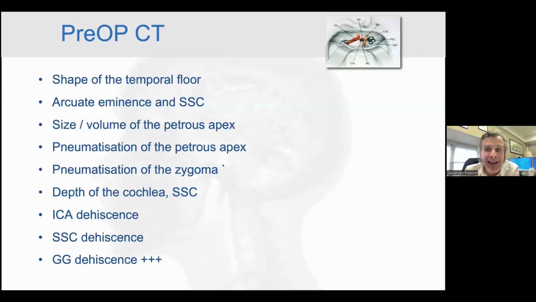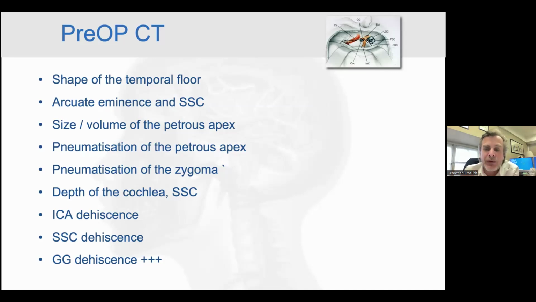Before the surgery, it is extremely important to know the anatomy. It's a bony approach. You need to drill the bone. You have to look at the MRI and CT scan a long time before. You need to spend time looking at the shape of the temporal fossa floor, the shape of the arcuate eminence, if it corresponds to the superior semicircular canal or not, the volume of the petrous apex, its pneumatization, pneumatization of the zygoma, and depth of the cochlea.